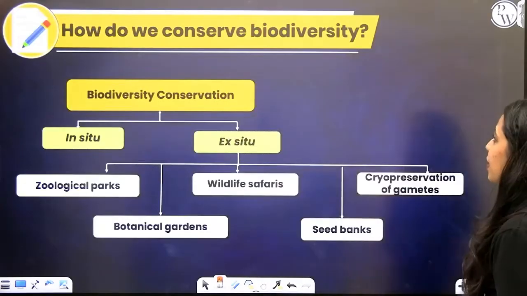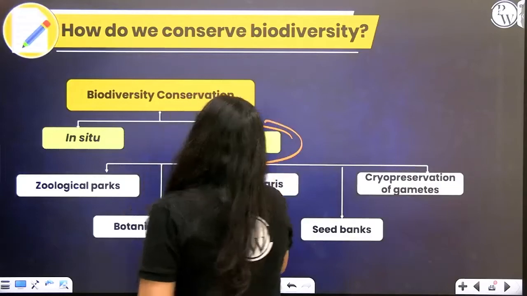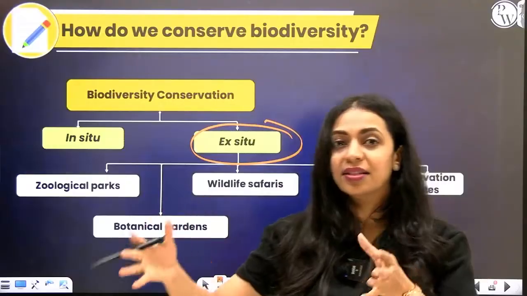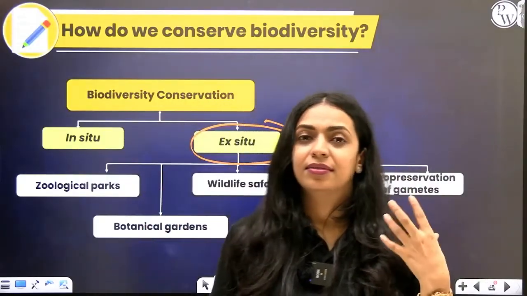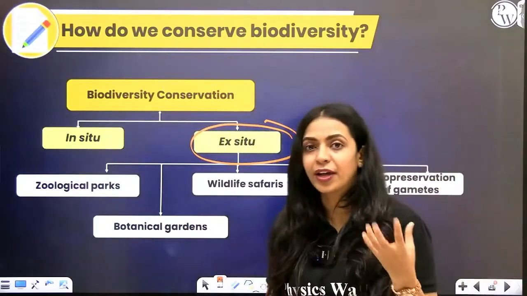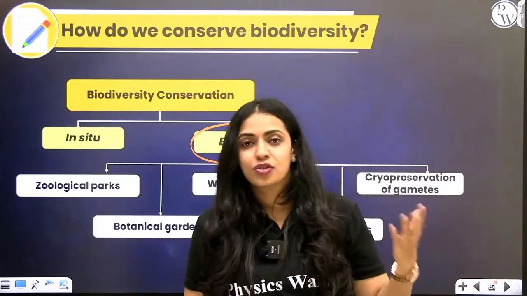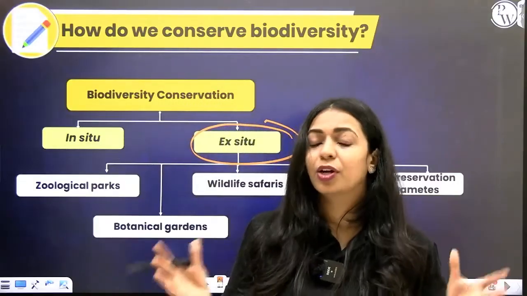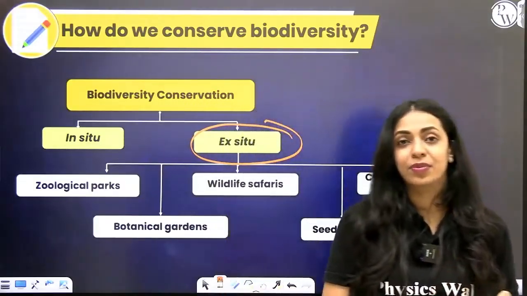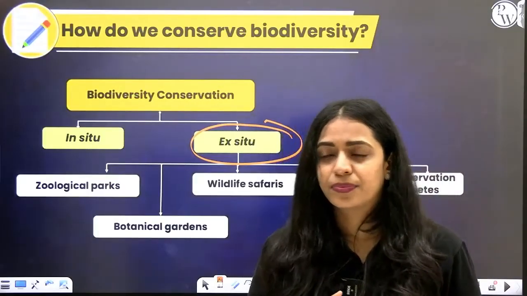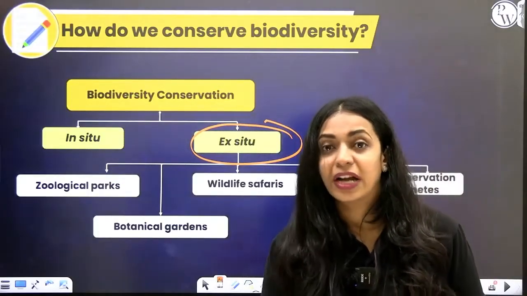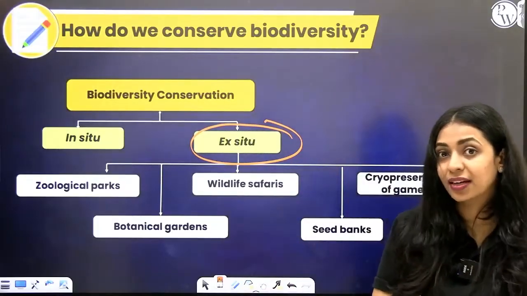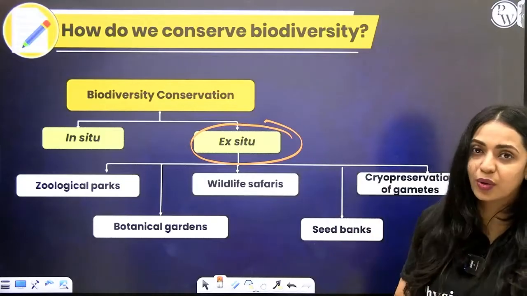Now let's talk about ex situ conservation. Ex situ conservation is when you're conserving some organism at a site other than its natural habitat. For example, the threat to rhinos in their natural habitat is very high. So you bring the rhinos to the zoo, give them conditions very similar to their natural habitat, give them food at the right time, shelter, veterinary care, and all of that. You are completely taking care of them to make sure that the species does not go extinct. That is ex situ conservation for you.